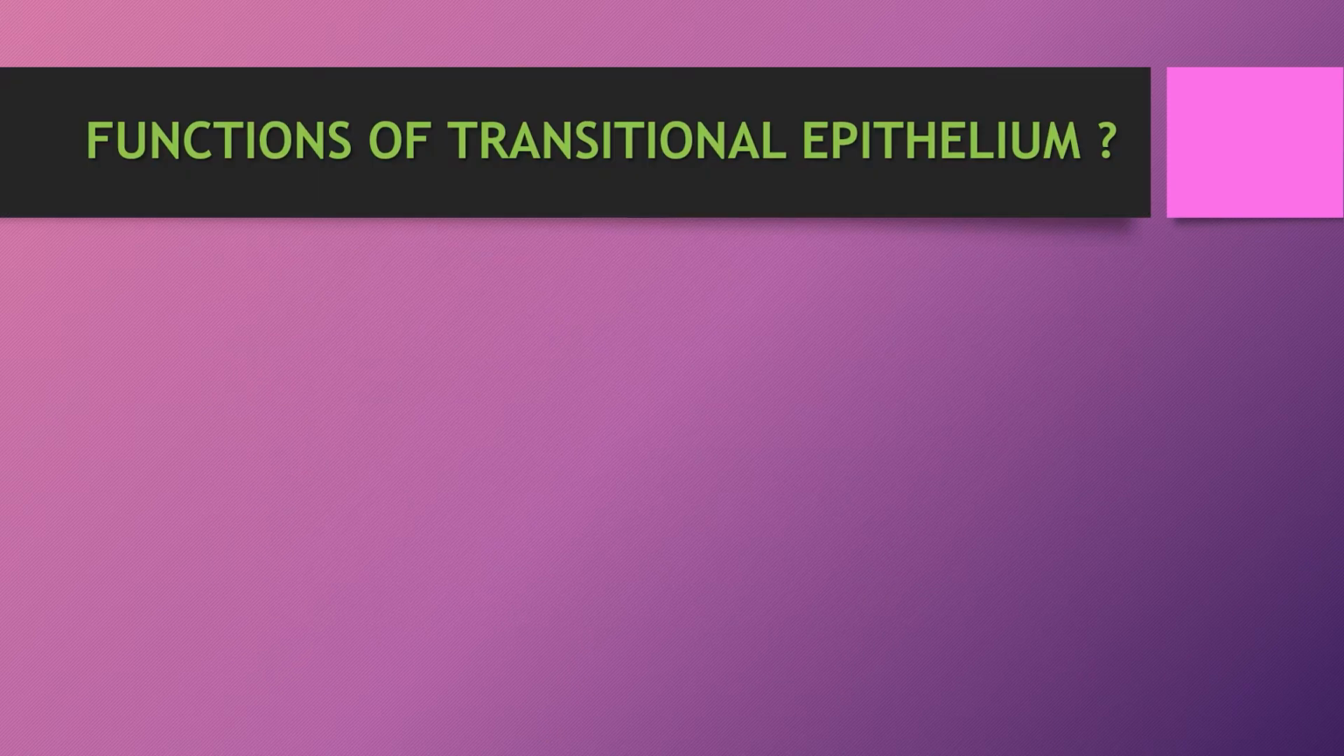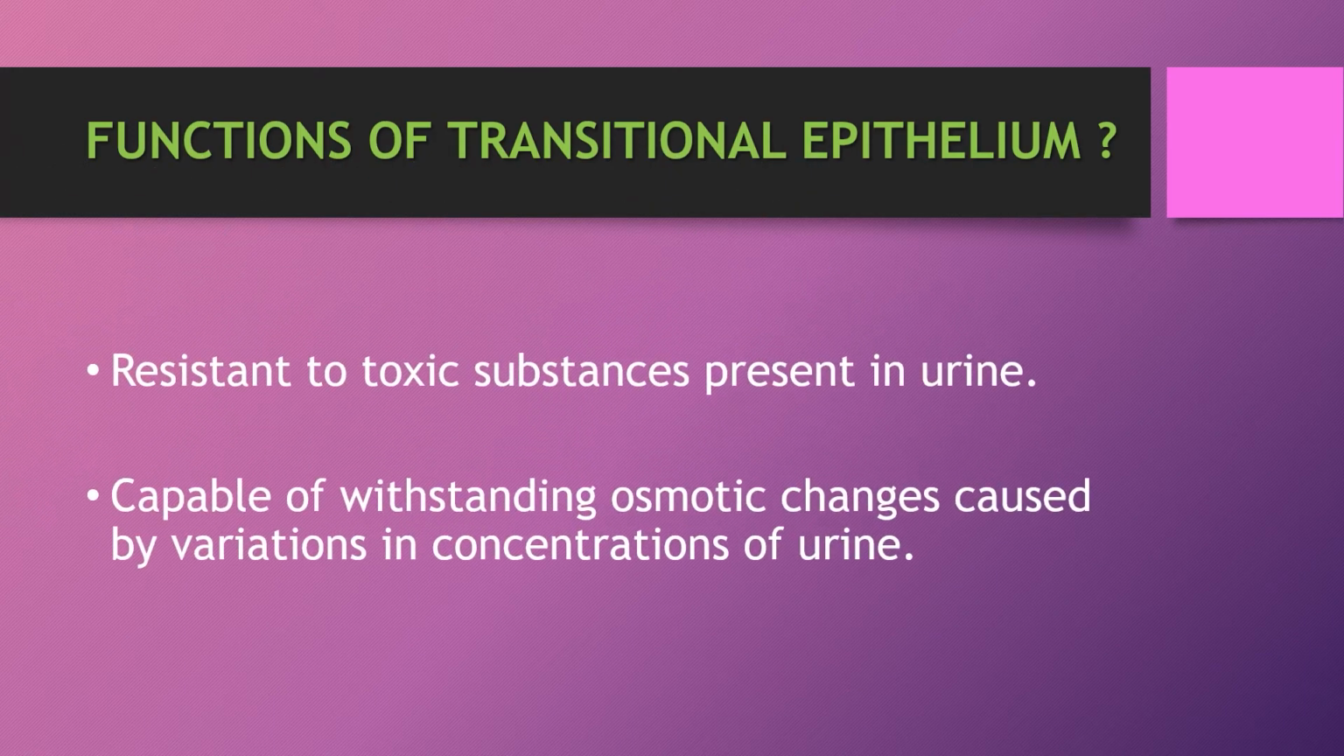Coming to the functions of the transitional epithelium. Why is the urinary bladder provided with transitional epithelium? The apical part of the cells has a special property that they can resist the toxic substances present in urine. So they are resistant to the toxic substances, protecting the underlying tissue from the toxic effects of the urine, and also it is capable of withstanding the osmotic changes caused by the variations in the concentration of urine. So these are the functions of the transitional epithelium. This is very important. This is often asked in practical exams during viva.